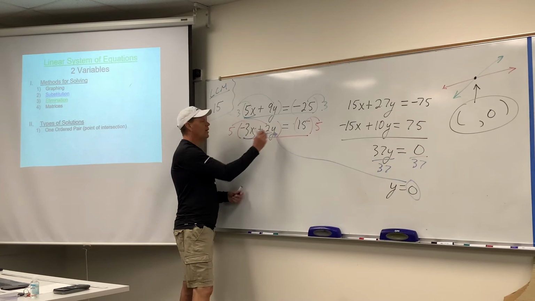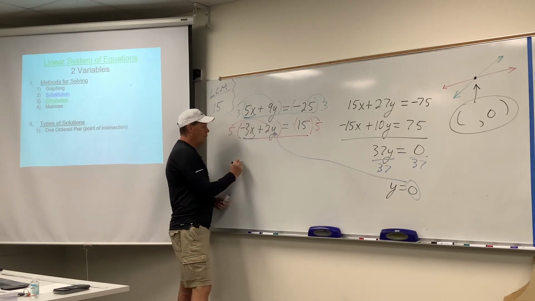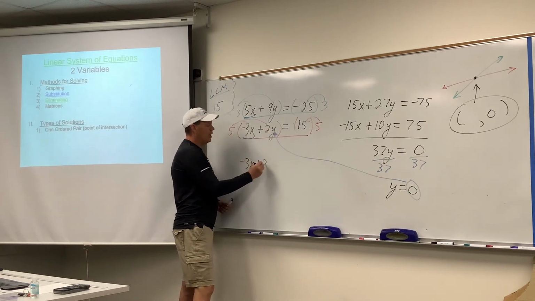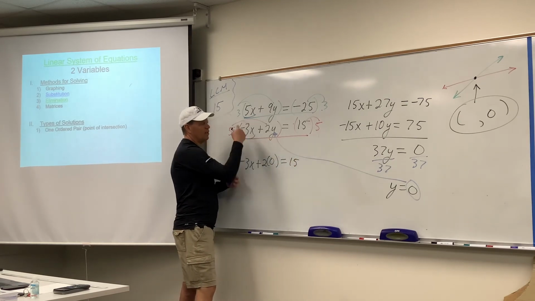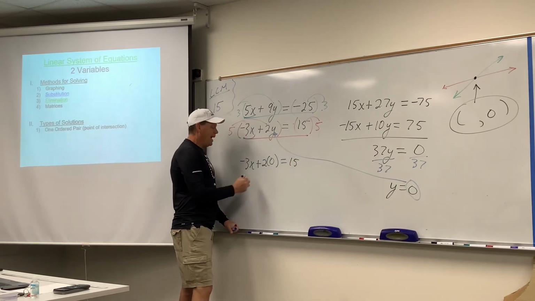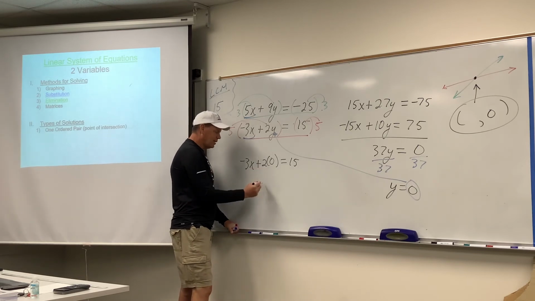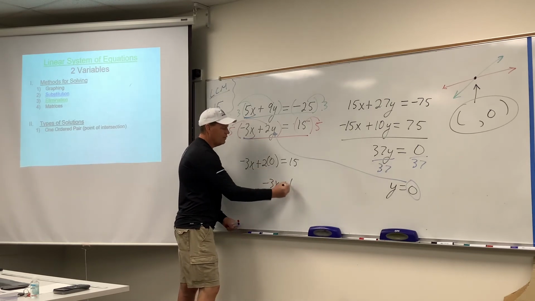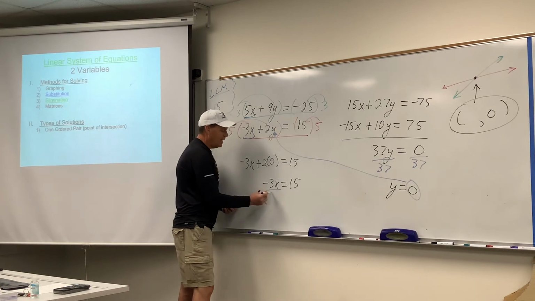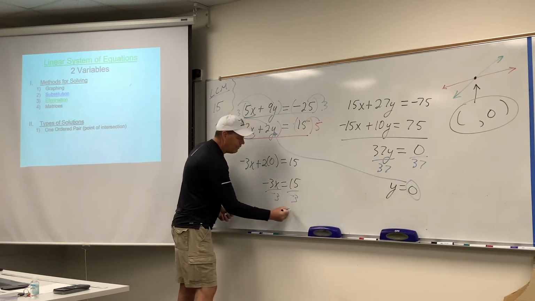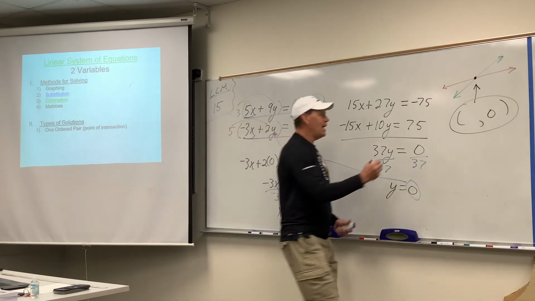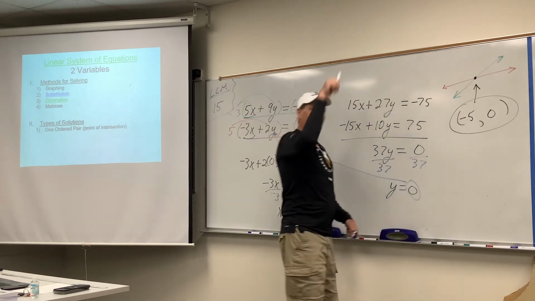So if we put 0 into this equation right here, we would have negative 3x plus 2 times 0 equals 15. I'm just going back to this original bottom one. And 2 times 0 disappears basically. So negative 3x equals 15. And divide by negative 3, solve for x. And x turns out to equal negative 5. And you come over there and put that in there. And there it is. All right.